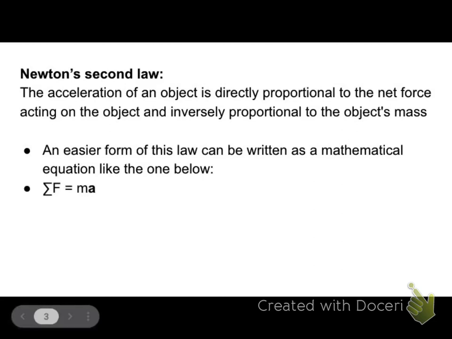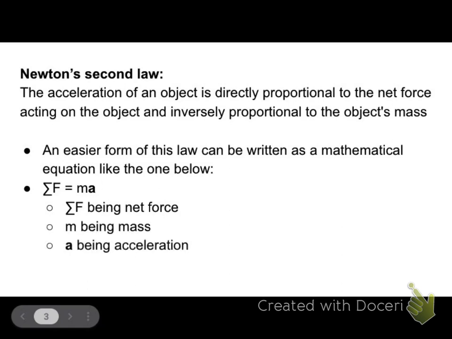The net force, which is what the Greek letter there means, of an object is equal to the mass of that object times the acceleration of that object. So that means net force, m is mass, and that bold a there is our vector of acceleration. So you can see how they're written in the equation so that you can see that the net force is proportional to the acceleration and the mass is inversely proportional.